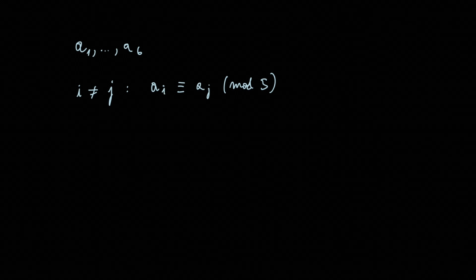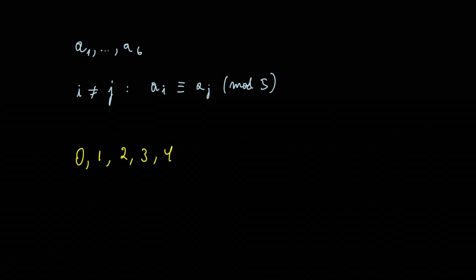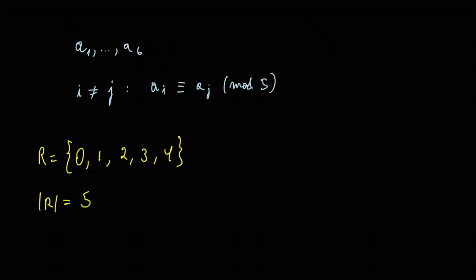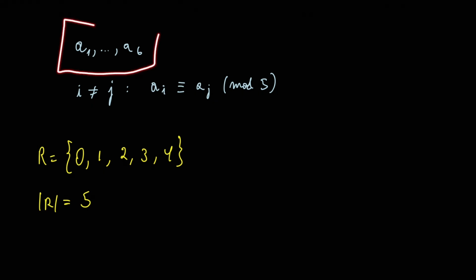Well, the possible remainders when dividing by 5 are 0, 1, 2, 3, and 4. So if this is a set of remainders, we know that the size of the set is 5. There are 5 elements, 5 possible remainders. These are our pigeonholes. And since we have 6 numbers, at least 2 of them must fall into the same pigeonhole, meaning they have the same remainder.